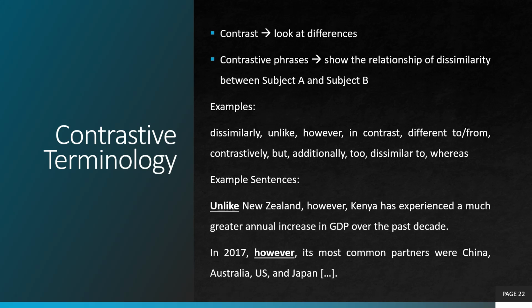You want to try to fit in comparative and contrastive terminology in your writing so that it's clear you're comparing and contrasting and looking at similarities and differences between subjects. Most often, you'll be using these in the second parts of your body paragraphs when you are looking at comparing and contrasting subject B to subject A.